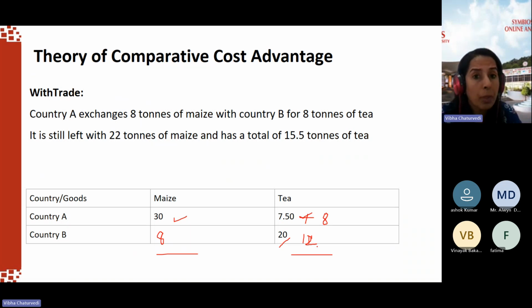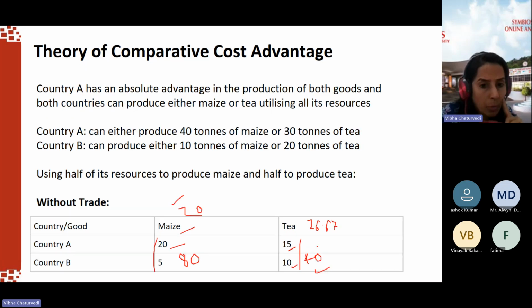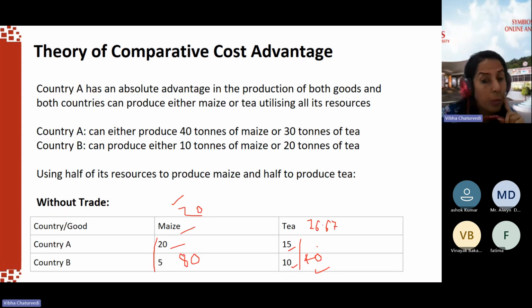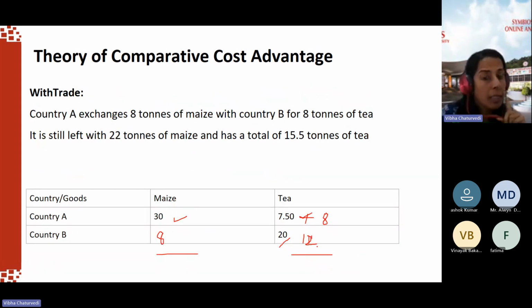So there is definitely a global gain. Both the countries have benefited from trade, although country A had an absolute advantage in the production of both the commodities, and country B had an absolute cost disadvantage. Even then, with trade, both the countries have benefited, and the global production of maize and tea has gone up by 13 tons in maize and, with 15.5 plus 12 being 27.5 versus 25, 2.5 tons in tea.